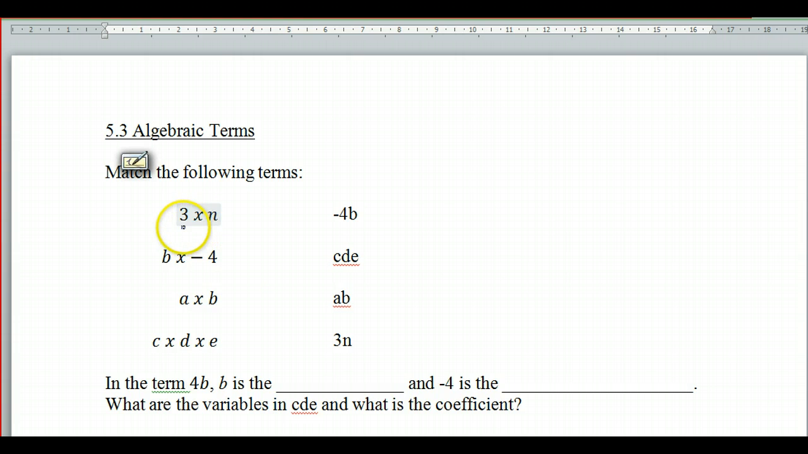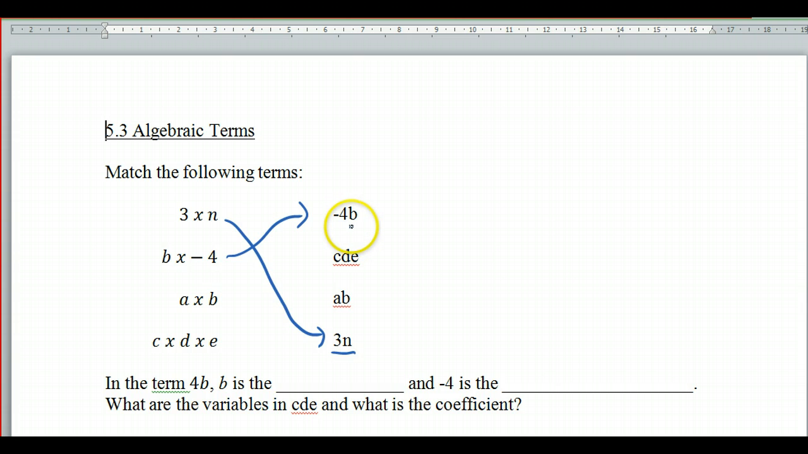Okay, so on the left here I have 3 times n. Well, 3 times n can be written as 3n, like that. So this is kind of the new advanced way of writing 3 times n. We don't even write the multiplication sign. All right, now we have b times minus 4. Well, we're going to write negative 4b. Again, we don't even write the multiplication signs.